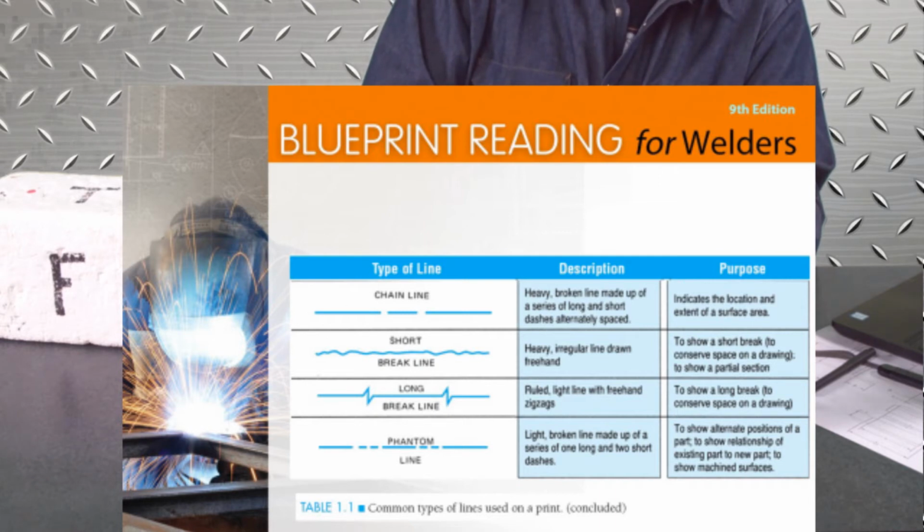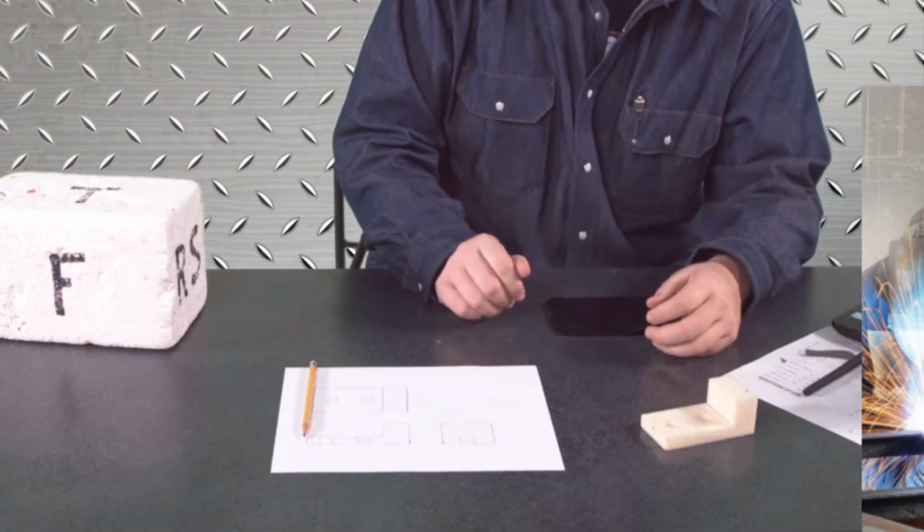And you have a phantom line. It's a light broken line made up of a series of one long and two short dashes. This will show alternative positions of a part, to show a relationship of an existing part to a new part, or to show a machined surface.